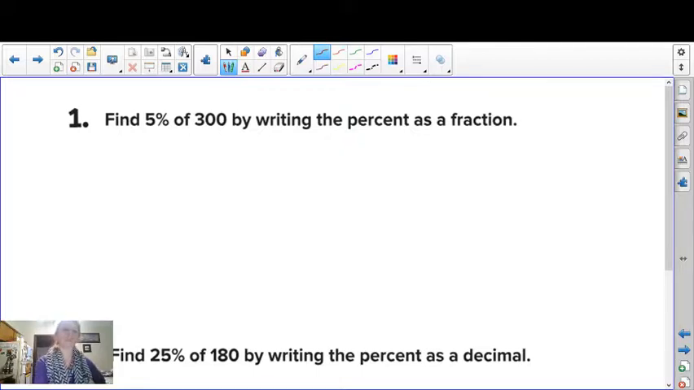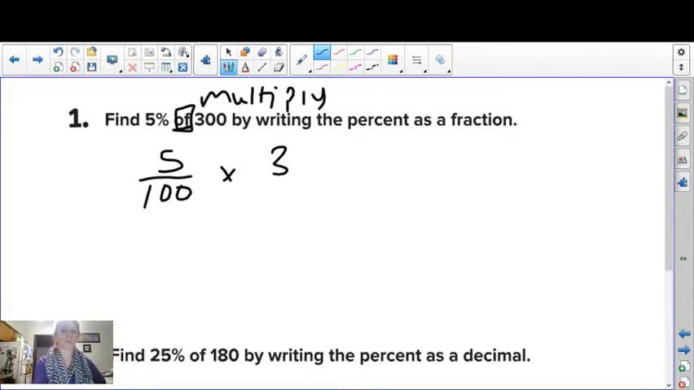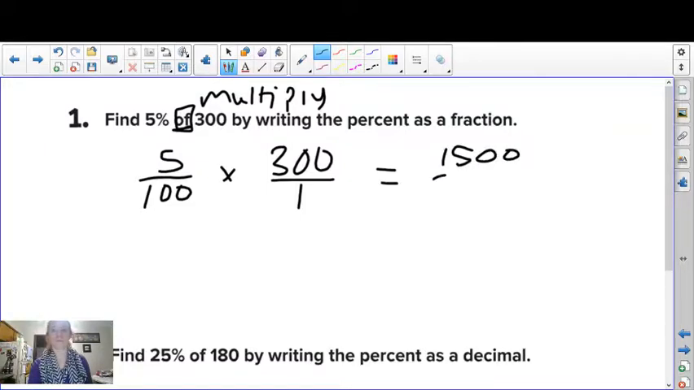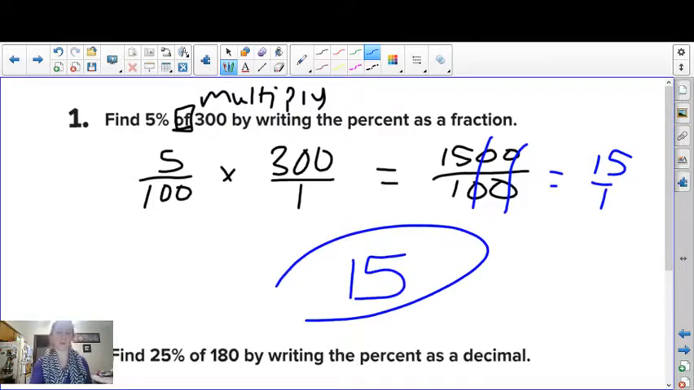So we're going to take my percent, so 5% is 5/100, and we're going to multiply. The word of means multiply. 300, and 300 is the same thing as 300/1. When I deal with the fraction part, I like to leave it in terms of fractions. So top times top, bottom times bottom. This will give me 1,500 over 100. And then we need to simplify this. If it ends in a 0, I can cross them off. So it's the same thing as 15/1, or 15, because 15 divided by 1 is 15.